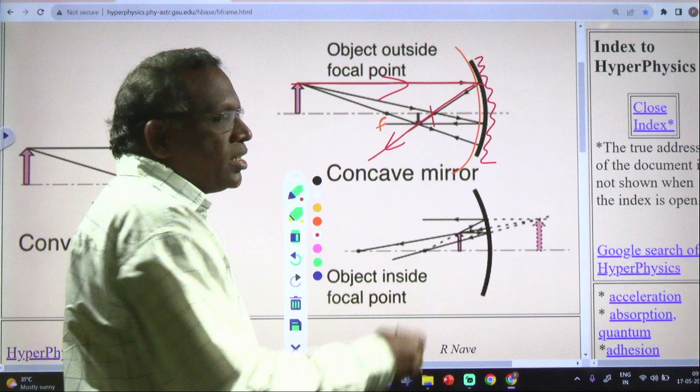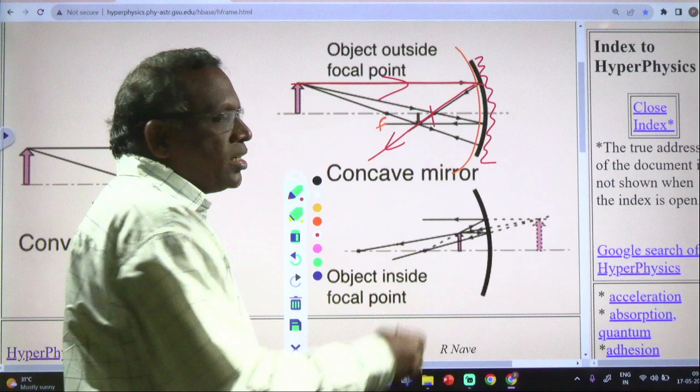If a light ray passes through the center of curvature, this is the center of curvature, after reflection it will return back along the same path. Another important point: if a light ray passes through the focus, this is the focus, it returns parallel to the principal axis. These points you have to remember in the case of mirrors.